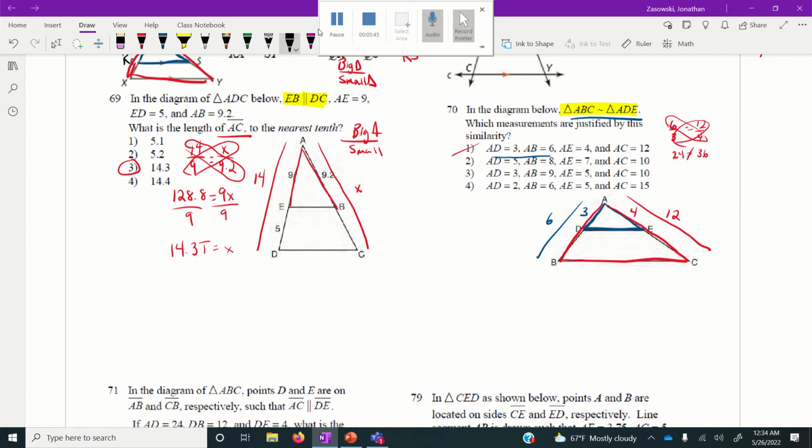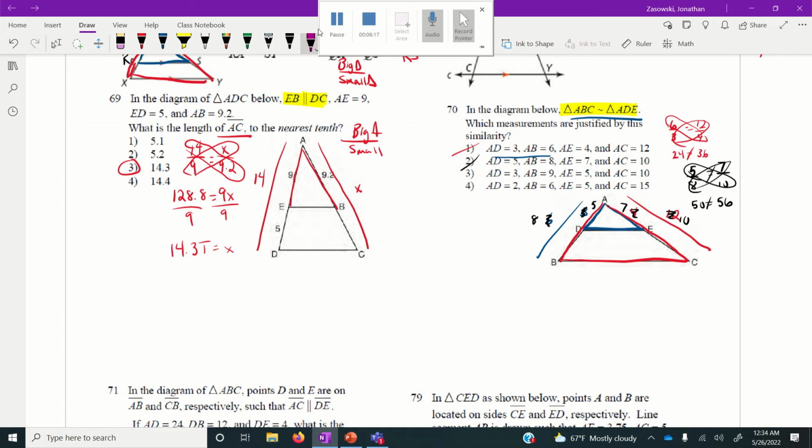We're just going to switch colors here. So if AD now instead is 5 and AB is 8, is that the same as AE being 7 and AC being 10? So once again, if we do 5 over 8, this time we're doing small to big. We want to do 7 over 10. And if we cross multiply, once again, we're going to get 50 is supposed to equal 56, which it does not. So we know that choice is out.